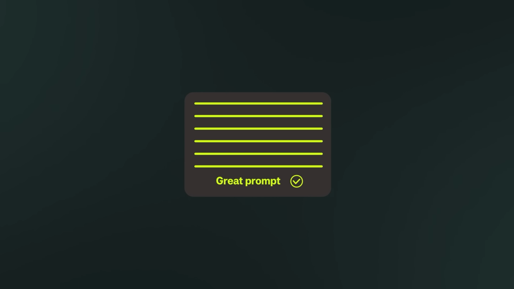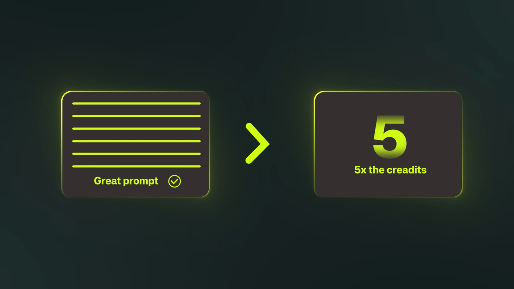Spend the time on the prompt up front. The single biggest credit drain is regenerating because the first prompt was vague. Every extra minute you spend writing a detailed, specific prompt before you hit generate saves you from running the same scene 4 times. 1 generation from a great prompt beats 5 from a lazy one every single time.